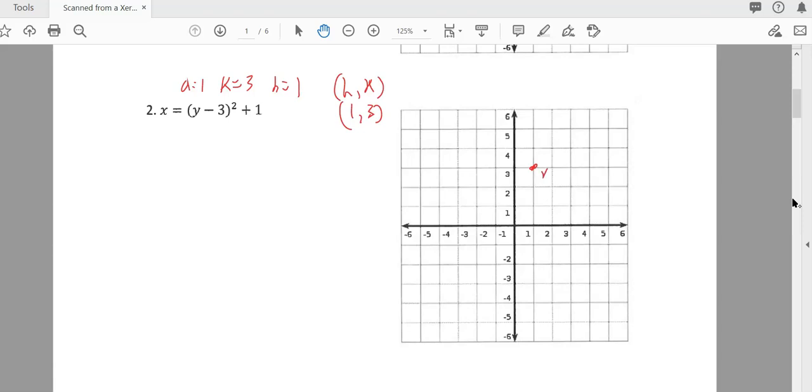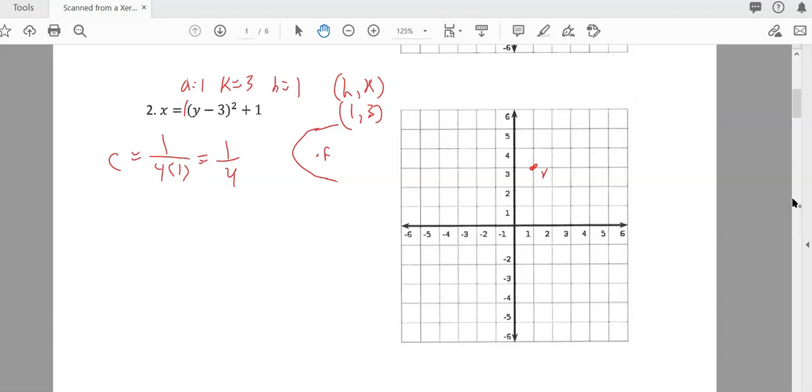So that's my vertex. This A value is positive, it's 1, so this is definitely opening to the right. So my focus point should be to the right of the parabola here. So let's figure out what that distance is. So C equals 1 over 4 times A. A is 1, so C is equal to 1/4.